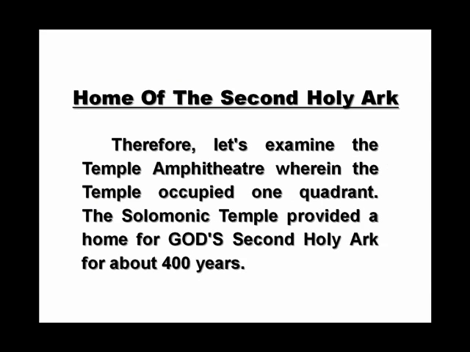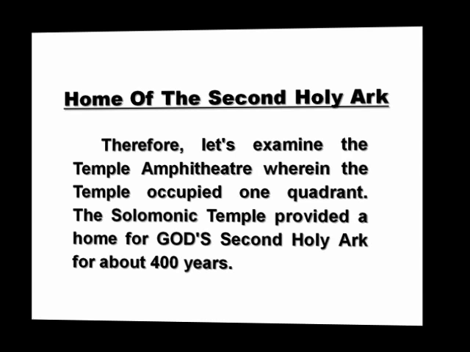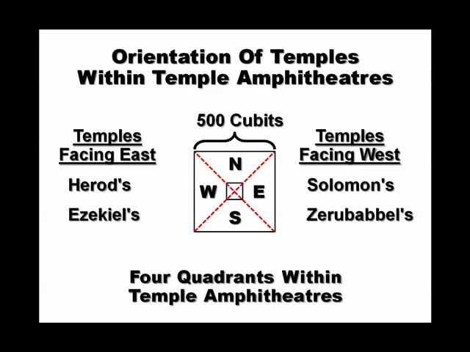Therefore, let's examine the temple amphitheater, wherein the temple occupied one quadrant. The Solomonic Temple provided a home for God's second Holy Ark for about 400 years. Orientation of the temples within the temple amphitheaters.